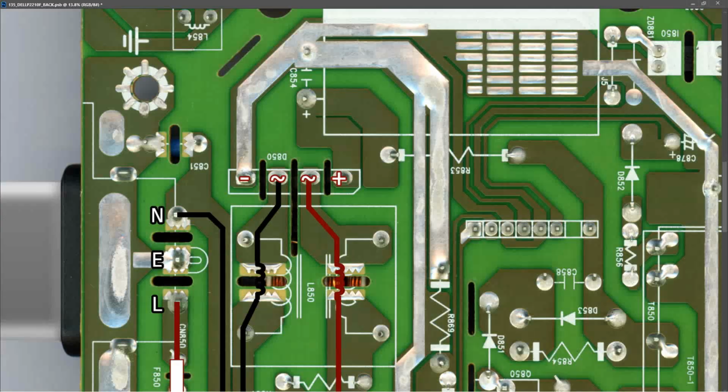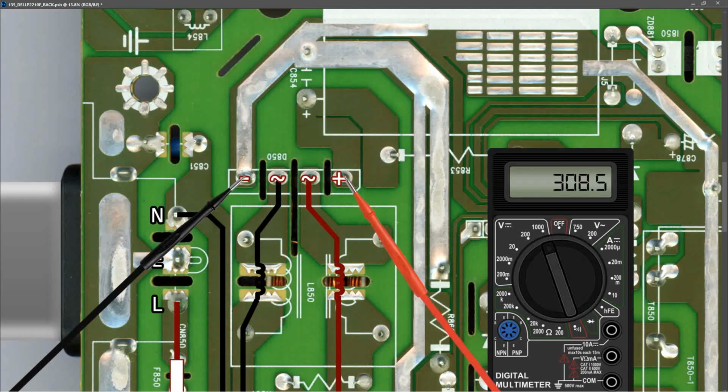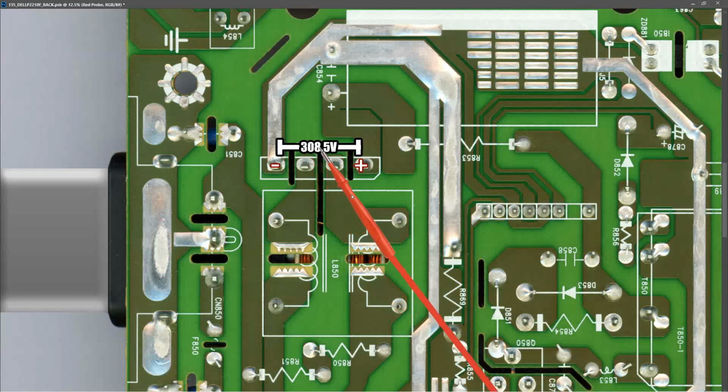So this time with my multimeter measuring in high volts DC, I place my black probe to the minus pin of the bridge rectifier and my red probe to the plus pin of the bridge rectifier, and I find that it measures 308.5 volts, so almost 310 volts DC. So the fact that we are measuring 308.5 volts DC across the positive and negative of our bridge rectifier means that our bridge rectifier is working and everything is good up to this point.